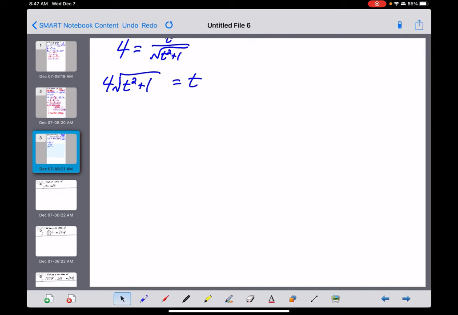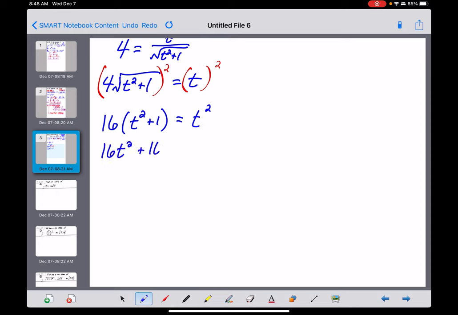Then, if I remember some Algebra 2 and some pre-calc, to get rid of a radical, I would want to square both sides of this equation. They're both monomials, so it could be worse. On the left side, the 4 squared is going to get you a 16. The square root of t squared plus 1, squared, is t squared plus 1, all of which equals t squared. We're going to distribute that 16. We get 16t squared plus 16 is equal to t squared. And now let's move some terms around. T squared comes over to the left to give us a 15t squared. The positive 16 from the left moves to the right to make a negative 16.